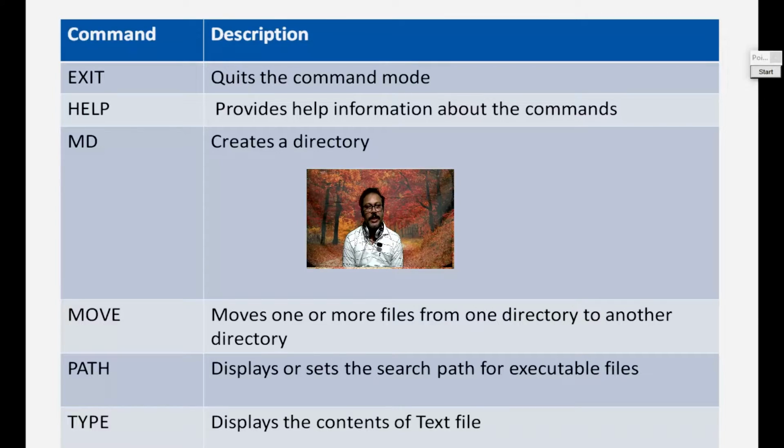MD, make directory, creates a directory. Move is similar to copy, but it moves the files. That means the source file is lost. We will have only one file, the destination file. Path displays or sets the search path for executable files. Type displays the contents of a text file. If you want to know what is present in the file, you can just type, followed by a space, followed by the file name.